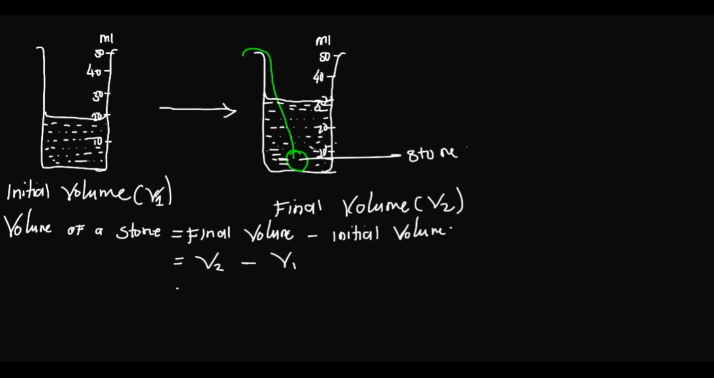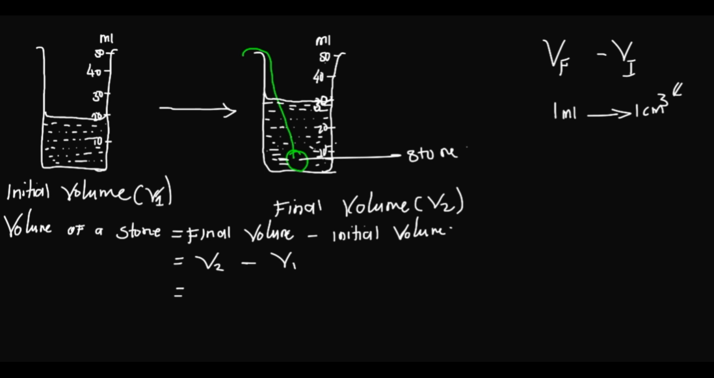It depends on the book that you are using. Some books you may find it as VF minus VI, where F is final and I is initial. The other thing we should know is that 1 mL is equal to 1 cubic centimeter. So instead of using mL, let's use cubic centimeters.